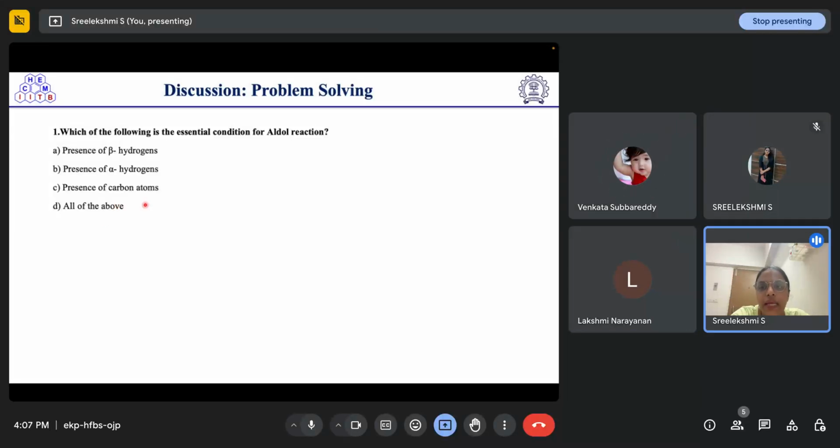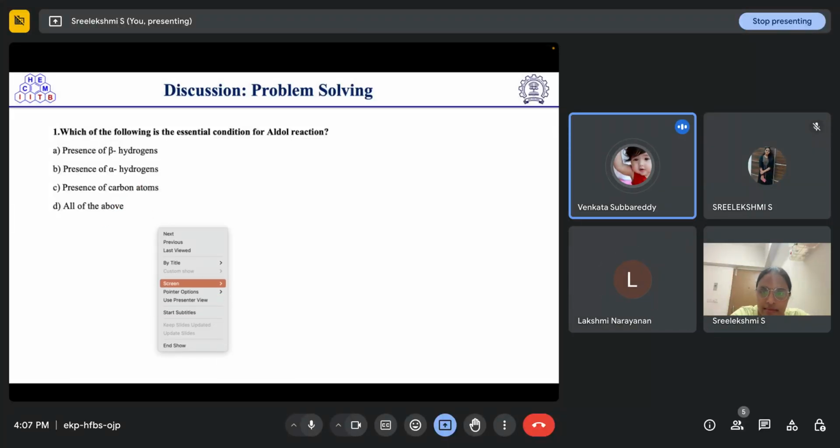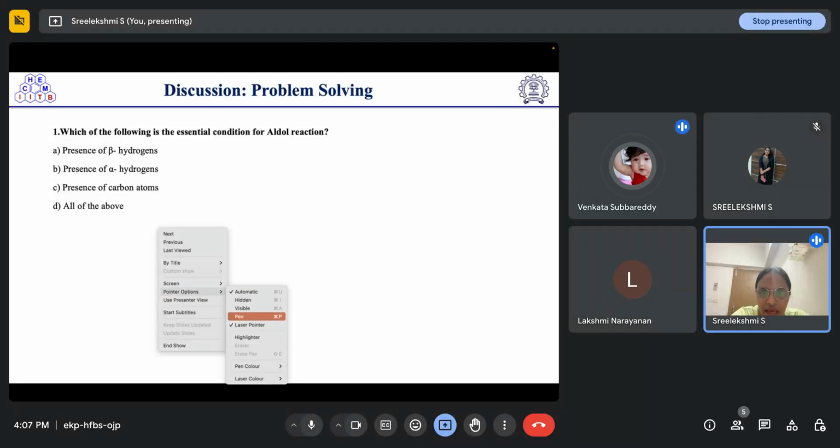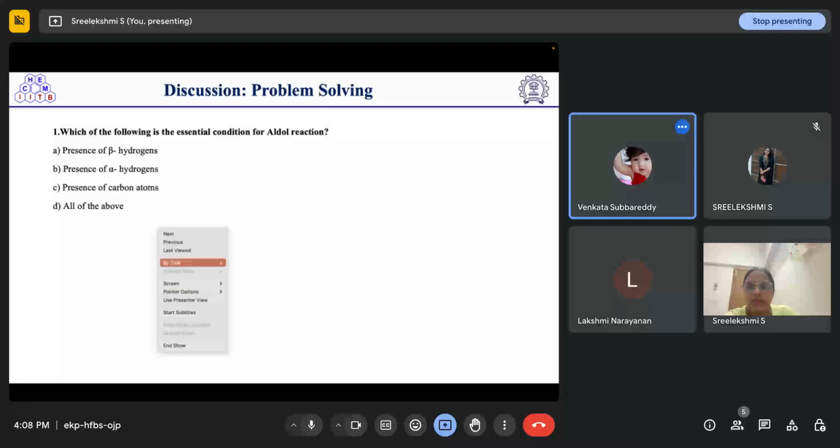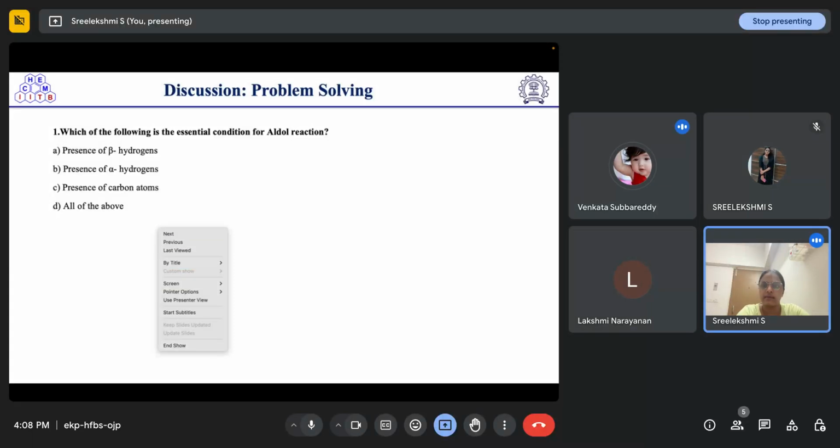And what is the primary essential criteria that we will tell us? Presence of alpha hydrogen. So the answer is presence of alpha hydrogen. Now the next question.